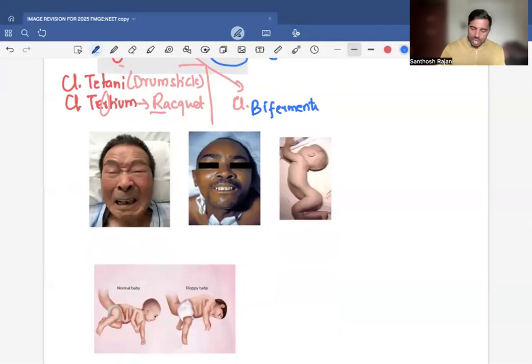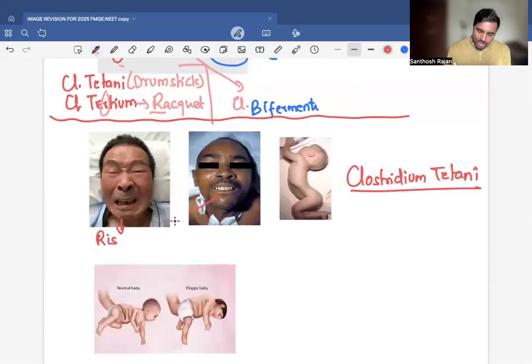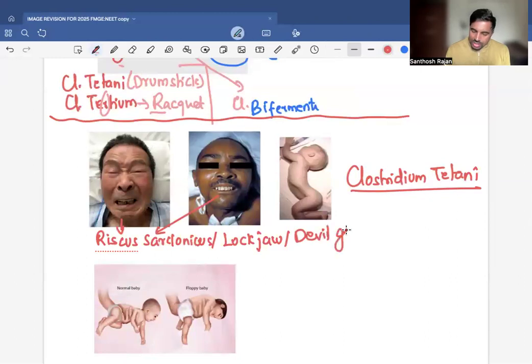This is your Clostridium tetani, how it looks. So when you talk about the Clostridium tetani, I'm going to write it here. Now, yes. This is your Clostridium tetani. Face, you can see this is the risus. These two faces you can see. Lockjaw, risus sardonicus, lockjaw. So many names, no? Lockjaw, risus sardonicus, devil's grin, all these things. Okay, these are a few names for this.